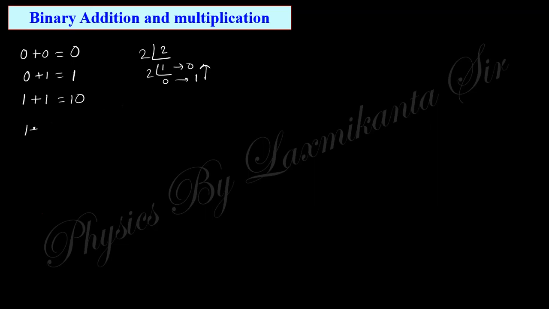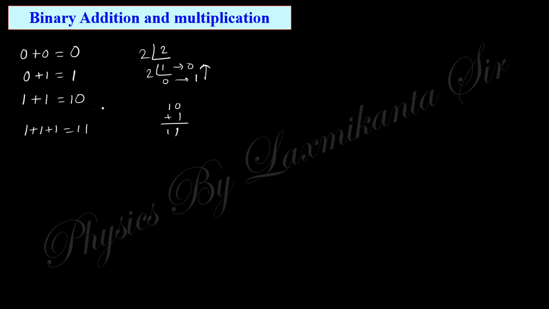Next thing is binary addition, multiplication, etc. For that you just remember that 0 plus 0 is 0, 0 plus 1 is 1, 1 plus 1 is 2, and 2 means 1, 0. What about 1 plus 1 plus 1? That is 1, 0 plus 1, that is 1, 1, okay.